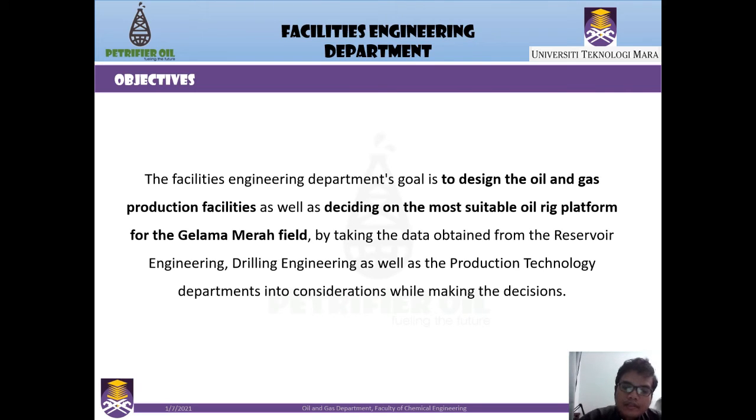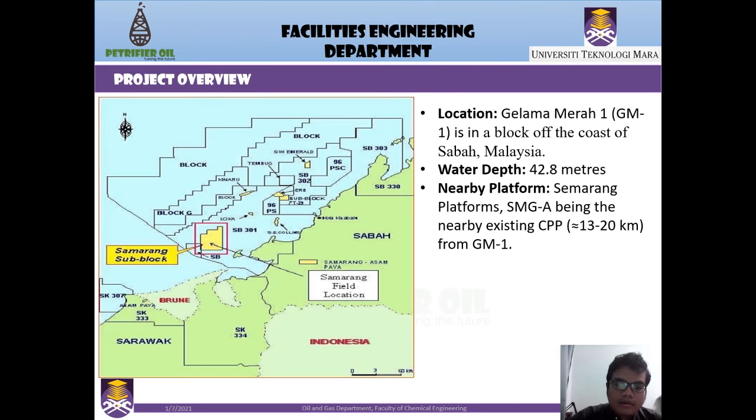So the objectives of the Facilities Engineering Department is basically to design the oil and gas production facilities as well as to decide on the most suitable oil rig platform for the development of Glama Merah field, by taking the data obtained from the Reservoir Engineering Department, Drilling Engineering Department, as well as the Production Technology department into consideration while making the decisions for these departments.